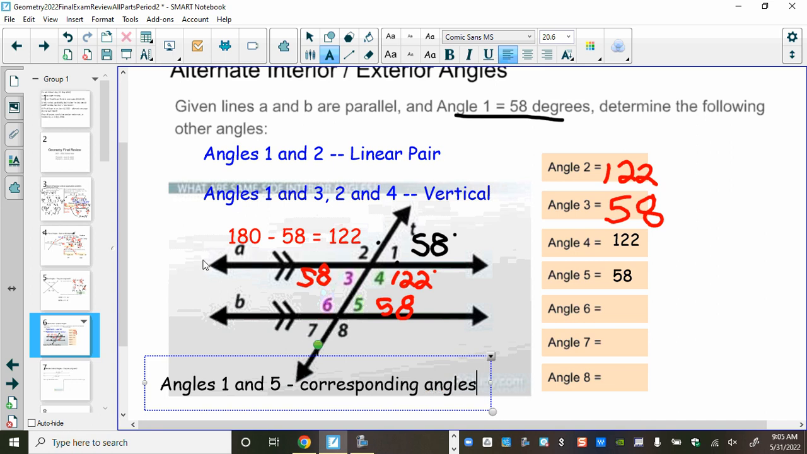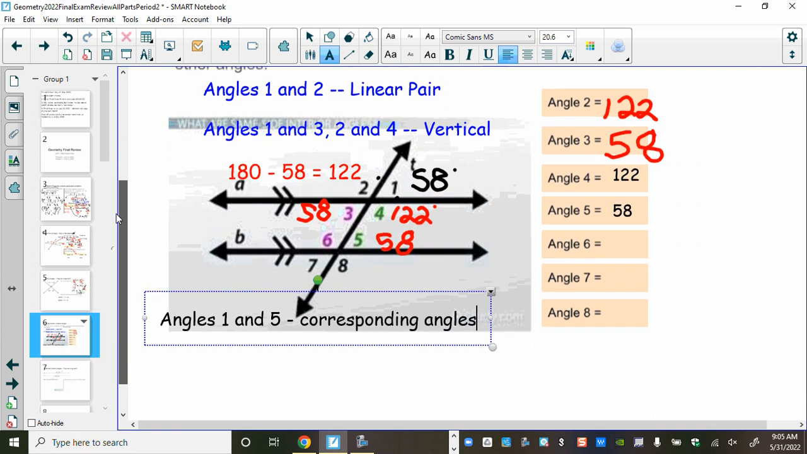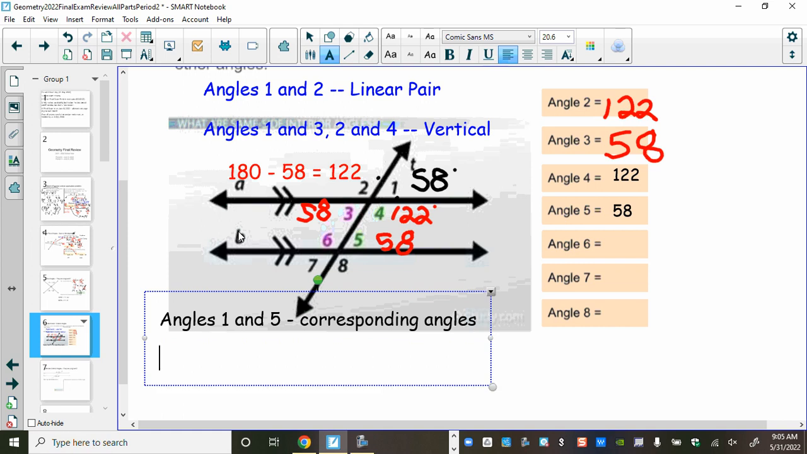And then basically, another relationship, and again, you need to know these relationships. Angles 4 and 6. What's their relationship, angles 4 and 6? It's 3 words. First word begins with an A. Alternate.